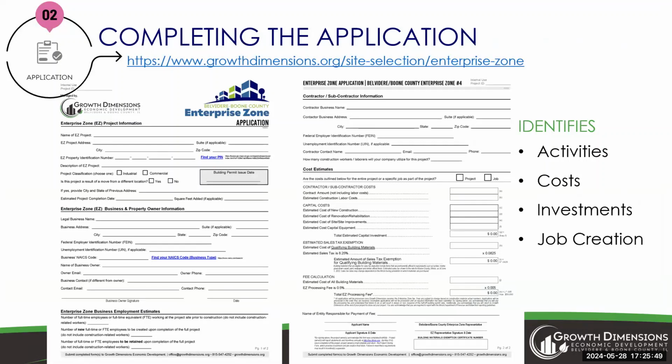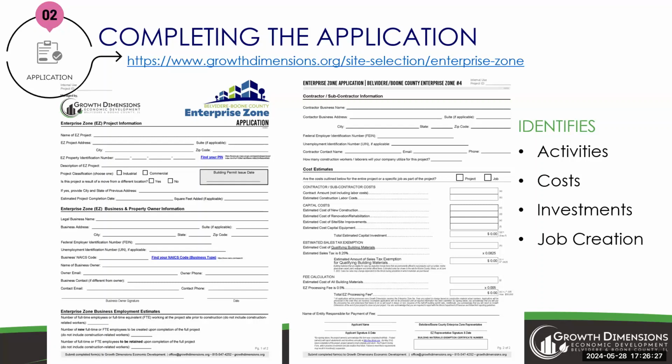Once you have determined that the property is located within the Belvidere-Boone County Enterprise Zone, you are now ready to fill out the application. The application can be found on the same webpage as the Enterprise Zone map, under a section labeled Getting Started. The application is a means of helping us identify the activities, costs, investments, and job creation associated with your project. This information is reported to the state of Illinois to track and maintain the benefits you receive as part of the Enterprise Zone. This information is also used at a local level to apply property tax abatements if eligible.